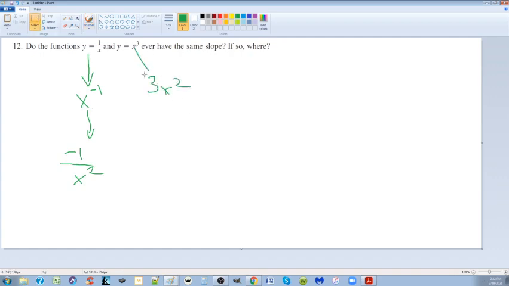So the question is, do these equations ever equal each other? That's the only way you can have the same slope. And then you solve for x. So how do I solve for x here? Well, I want to get x squared up from over there. So you multiply by its reciprocal on both sides. And I'm left with minus 1 is equal to 3x to the 4.